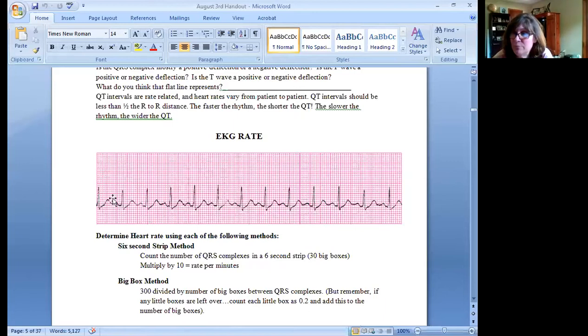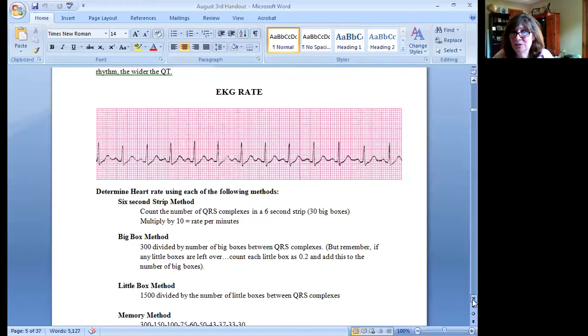But there's different methods to also calculate the heart rate. The 6-second strip is great. I love it. It's really good for AFib, because with AFib you can't use the other methods, and I'll tell you why. Because it's so irregularly irregular, the other methods aren't going to work. I will explain why.